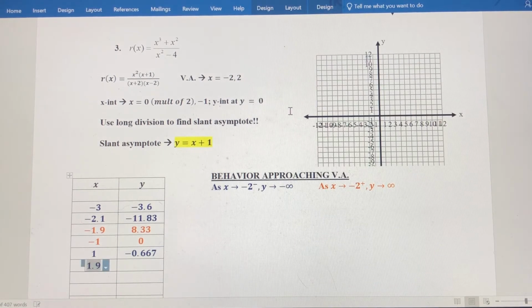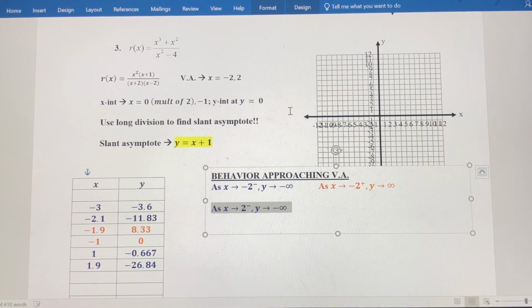Let's plug in 1.9. Again, we're coming from the left, and that is going to equal -26.84. So as we approach 2 from the left, the graph will be approaching -infinity.